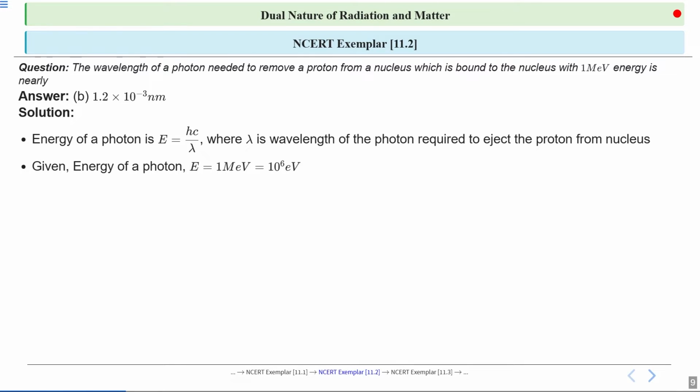So let's substitute the given values. The energy needed is 1 mega electron volt, which stands for 1 million electron volt. To use this in our formula, we will need to convert it into joules. Remember, 1 electron volt is 1.6 times 10 raised to power minus 19 joules. So 1 mega electron volt is 1 times 10 raised to power 6 electron volts.